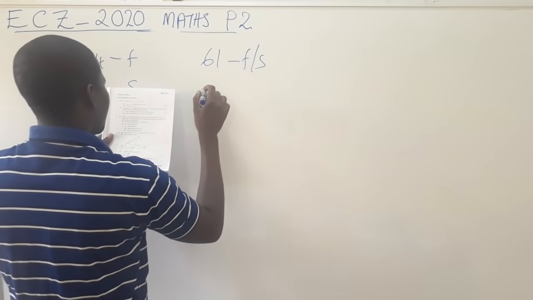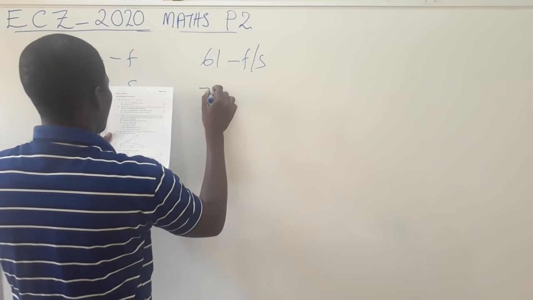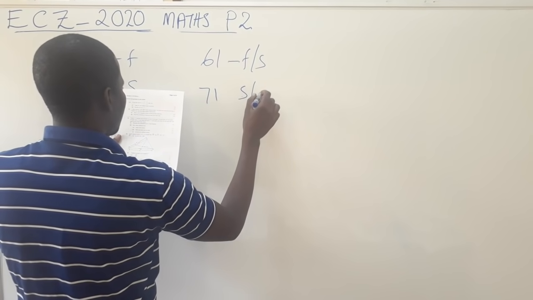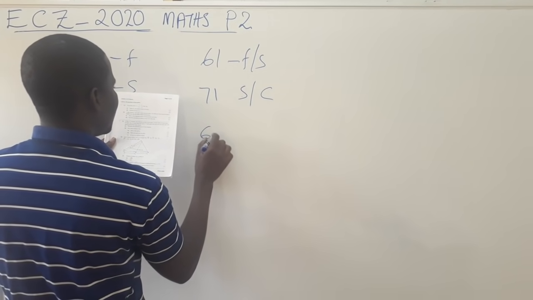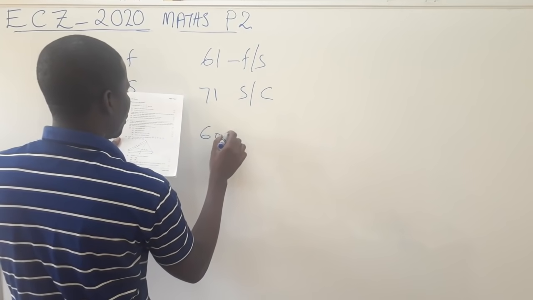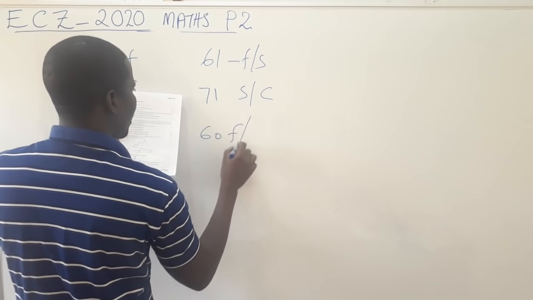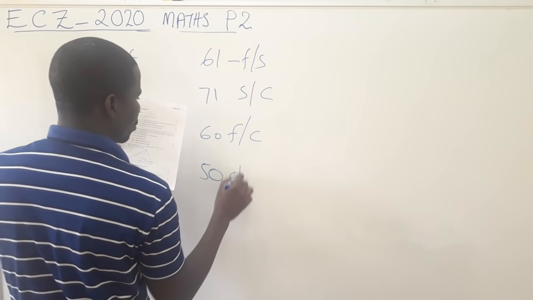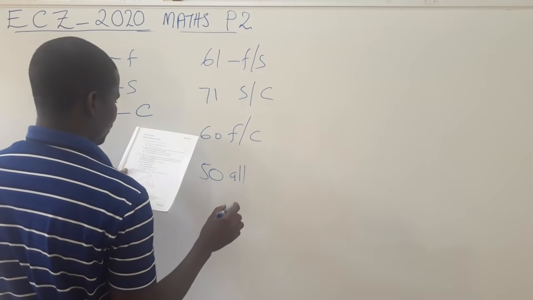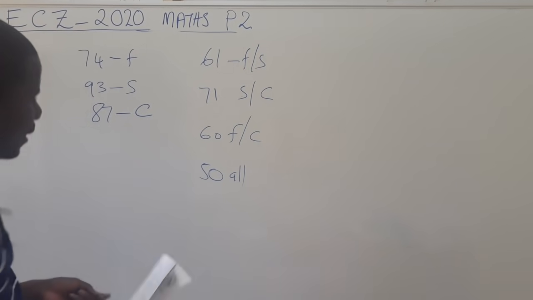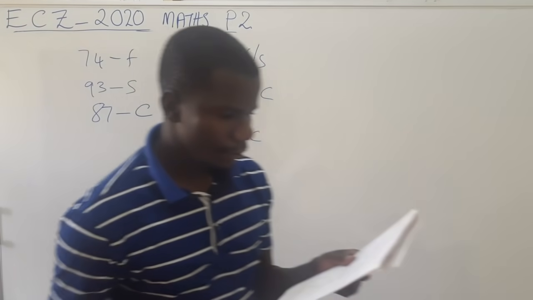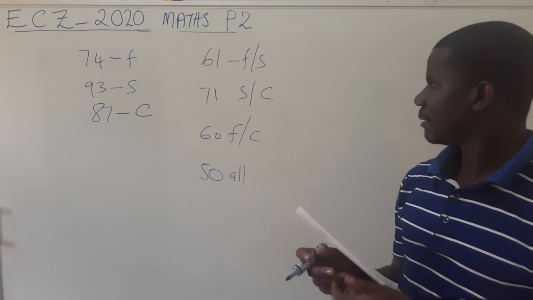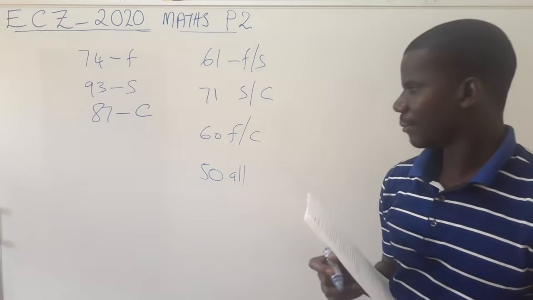Then we have 61 that took Fanta and Sprite. Then we have 71 that took Sprite and Coke. Then 60 took Fanta and Coke. Then 50 took all. Then the question is saying, illustrate this information on a Venn diagram.